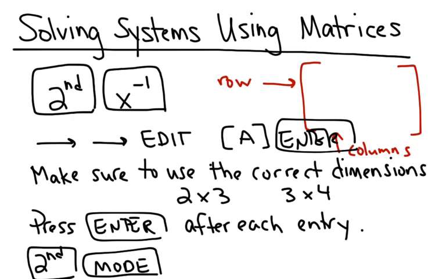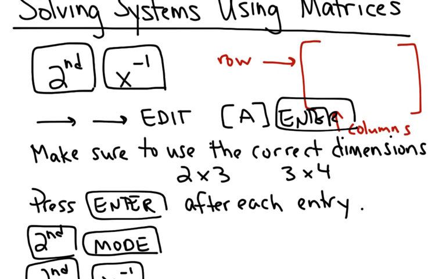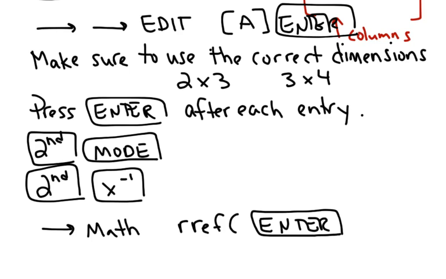After you're done typing the numbers into the matrix, you're going to press second mode. That's quit. Then you have to go back into the matrix function a second time. So go back to second x negative 1, but this time arrow once to the right to math. And I want you to keep searching until you find RREF. It's not going to be on the initial screen. You're going to have to scroll down and it'll pop up in a second. RREF stands for something called reduced row echelon form. But all you need to remember is that it's the function that solves a system of equations for you, if the equations are in standard form.